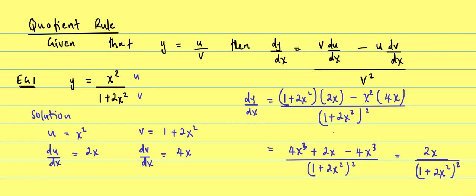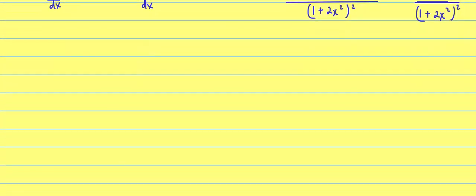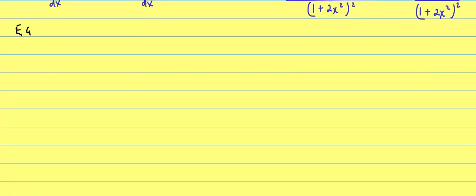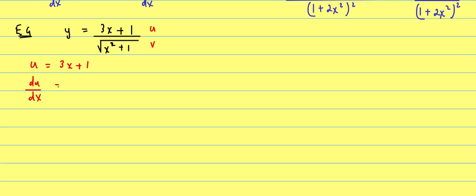Let's have a look at a second example, which I'm going to call EG2. In this case here, you're given that y is equal to 3x plus 1, and this is divided by the square root of x squared plus 1, and we again are asked to find what dy by dx is going to be equal to. As before, we're going to call the numerator u and the denominator is going to be equal to v. So if u is equal to 3x plus 1, then du dx is going to be equal to 3.